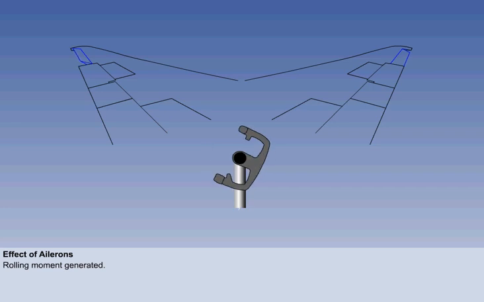If the control wheel is moved to the left, the left aileron moves up. This decreases the camber of the wing in the vicinity of the aileron and reduces lift. At the same time, the right aileron moves down. This increases the camber of the wing in the vicinity of the aileron and increases lift. The difference in lift on the two halves of the wing generates a rolling moment to the left, and the aircraft will start to roll to the left.